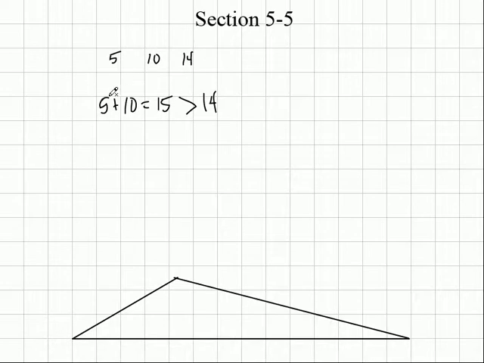The way really to tell if you're going to get a triangle or not is take the two smaller ones, add them up, and it has to be bigger than that third side. So 15 obviously is bigger than 14, so yes, we can make a triangle out of this.